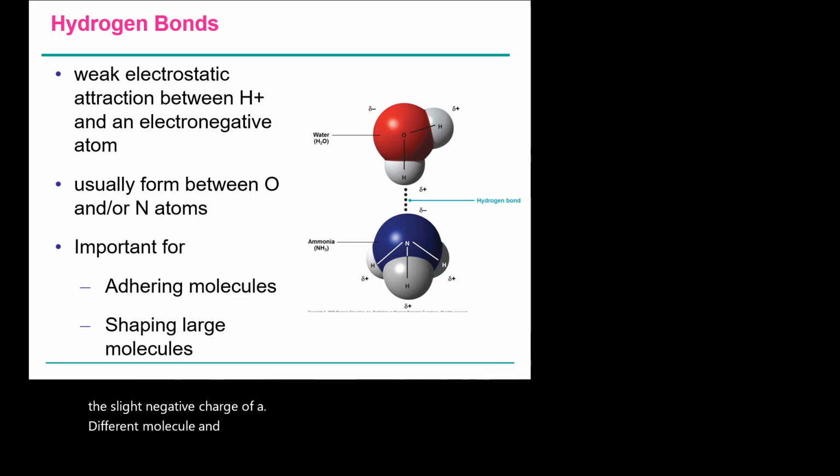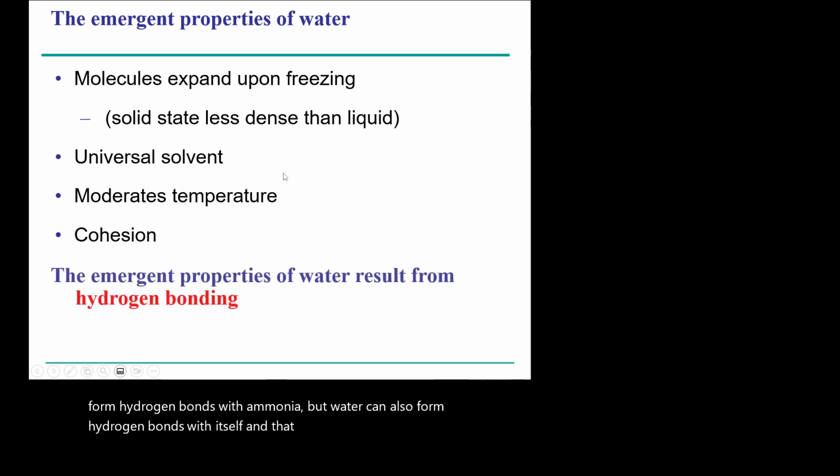And as shown here, water, a polar molecule, can form hydrogen bonds with ammonia, but water can also form hydrogen bonds with itself. And that brings us to the emergent properties of water. If you remember, emergent properties are new properties that emerge because of the interactions at lower levels of organization as we go to higher levels of organization.